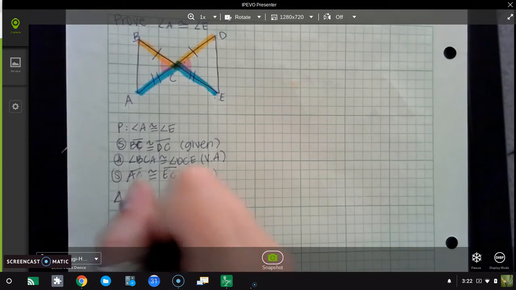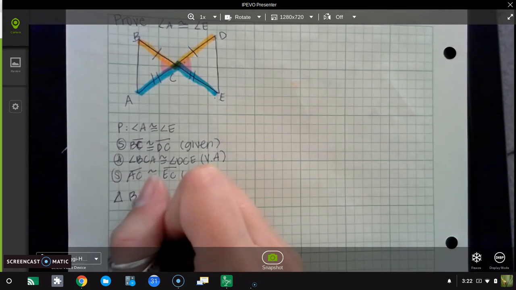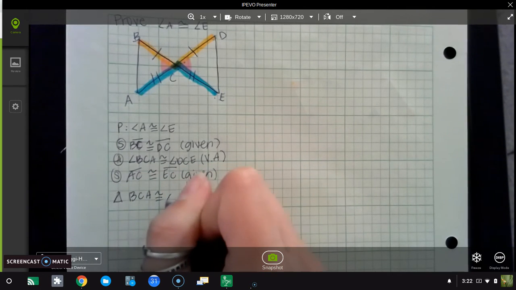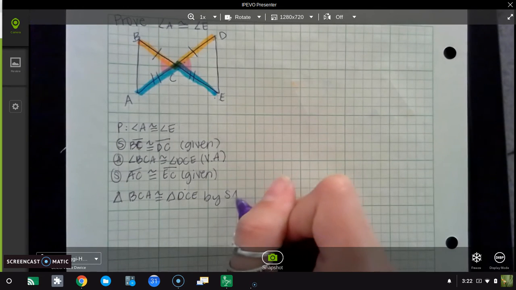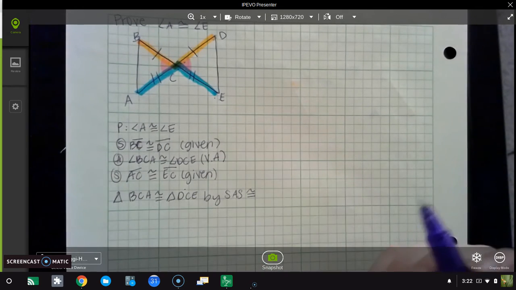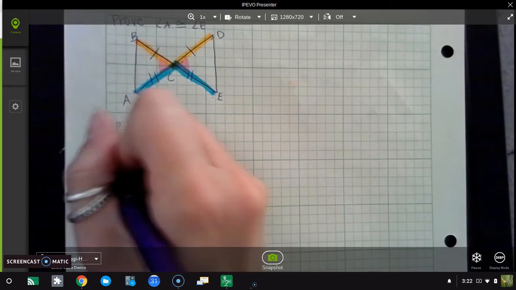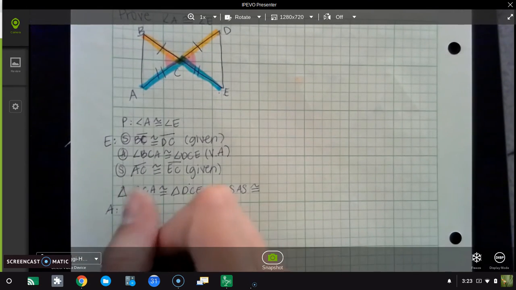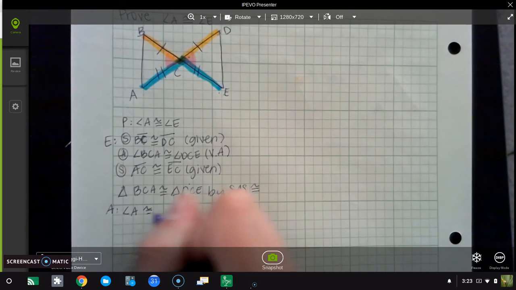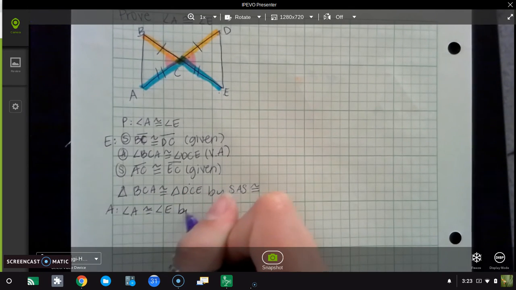So my next step is triangle BCA is congruent to triangle DCE by side angle side congruence. So to top my proof off, I can say angle A is congruent to angle E by CPCTC.